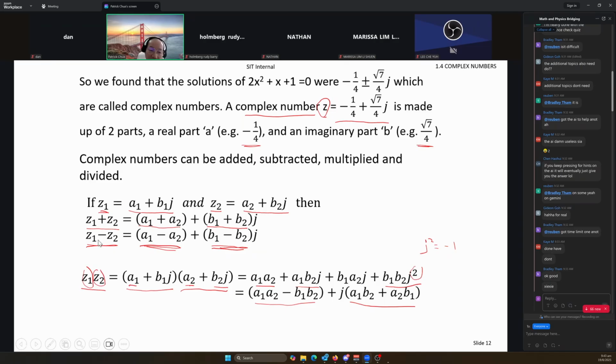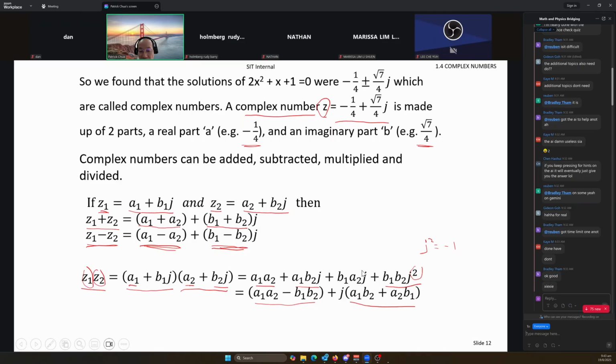Likewise, if you subtract one complex number from another, you subtract the real part from the real part and the imaginary part from the imaginary part. And if you multiply two complex numbers together, you simply expand them, just like what you do to expand when two equations are multiplied together. So you expand as usual: A1 A2 plus A1 B2 J, and so on and so forth.